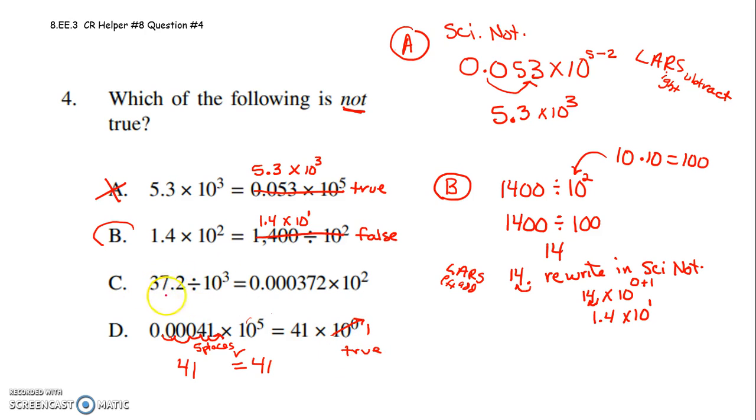This one, 37.2 divided by 10 to the 3rd means we move our decimal point 1, 2, 3 places left. So that becomes 0.0372. 0.0372 times 10 to the 2nd means we move our decimal point 2 places to the right. So this would be 0.0372. So that one's true. I was just double checking. Once I found the one that was false, I just wanted to be sure the last two were absolutely true, and they are. There you go. That's to help you with number 4.